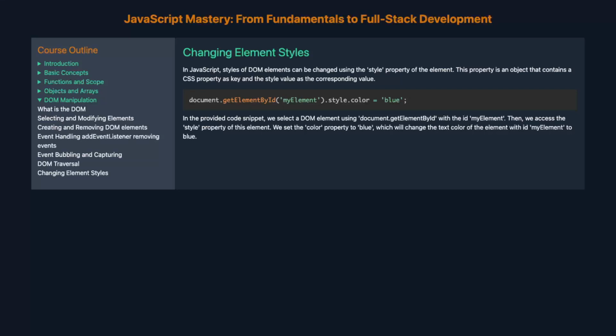Changing element styles. In JavaScript, styles of DOM elements can be changed using the style property of the element. This property is an object that contains a CSS property as key and the style value as the corresponding value. In the provided code snippet, we select a DOM element using document.getElementById with the ID myElement. Then we access the style property of this element. We set the color property to blue, which will change the text color of the element with ID myElement to blue.